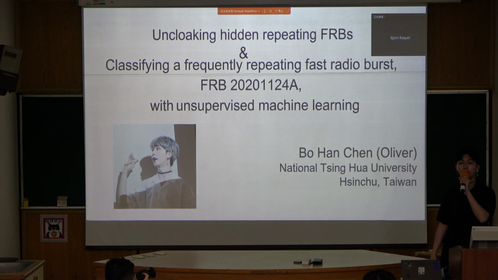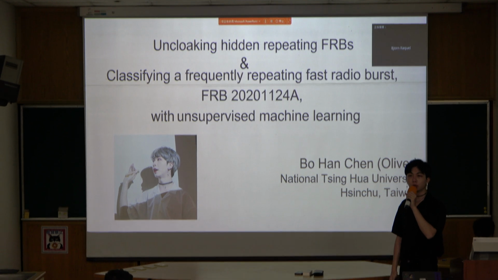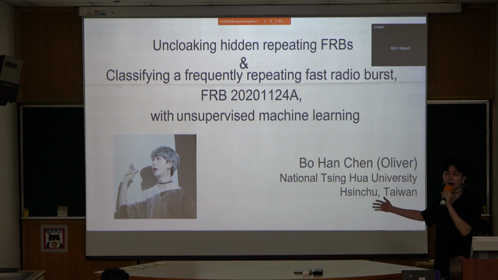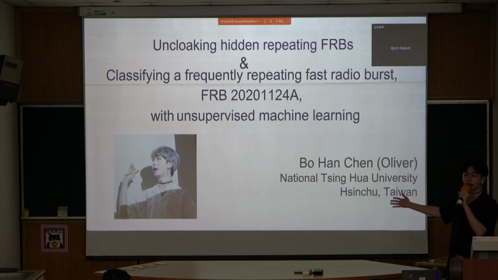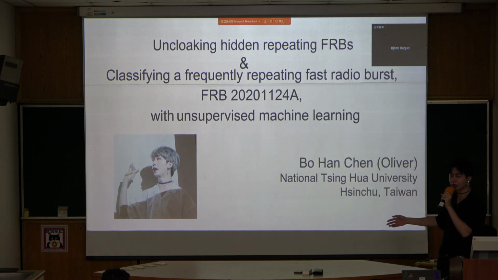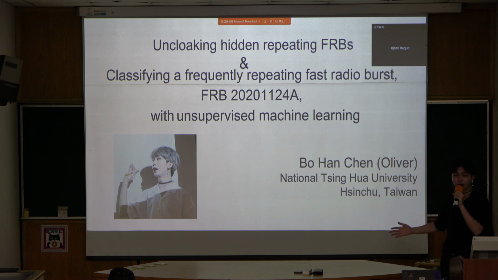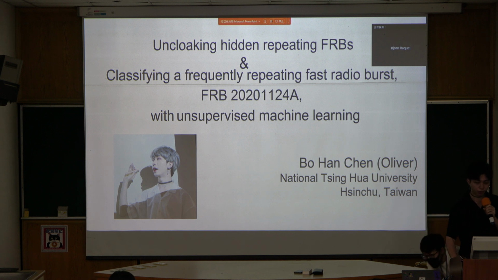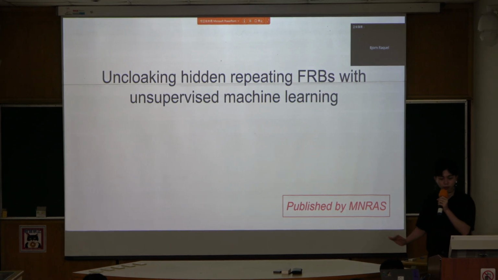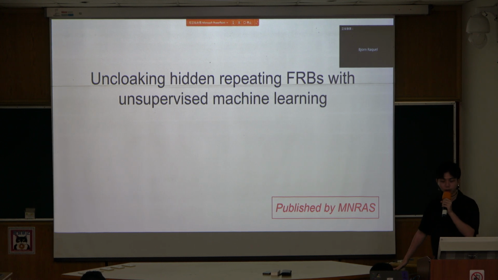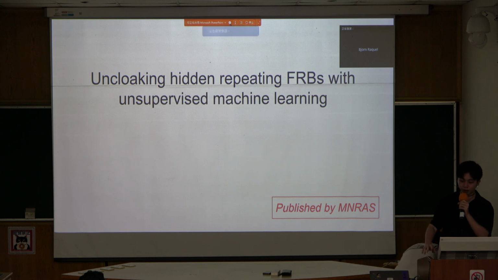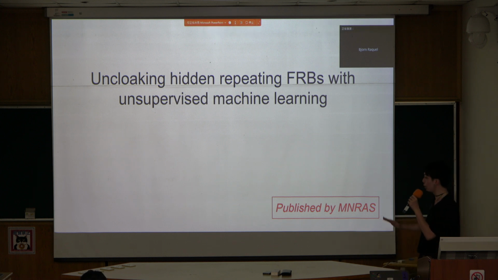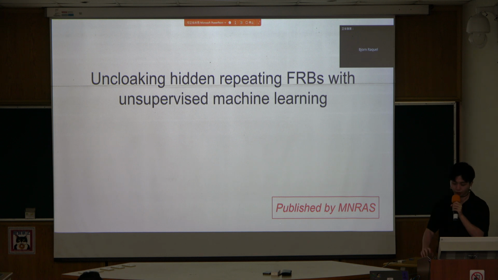Hi everyone, I'm Oliver from National Tsinghua University. Today I'm going to talk about two topics about using machine learning to analyze FRBs. The first one is to discover the hidden repeating fast radio bursts. And the second one is an analysis on the crazy FRB, FRB 20201124. First, let me start from the analysis of discovering hidden repeating FRBs with unsupervised machine learning. This work has been published in the journal Monthly Notices of the Royal Astronomical Society.